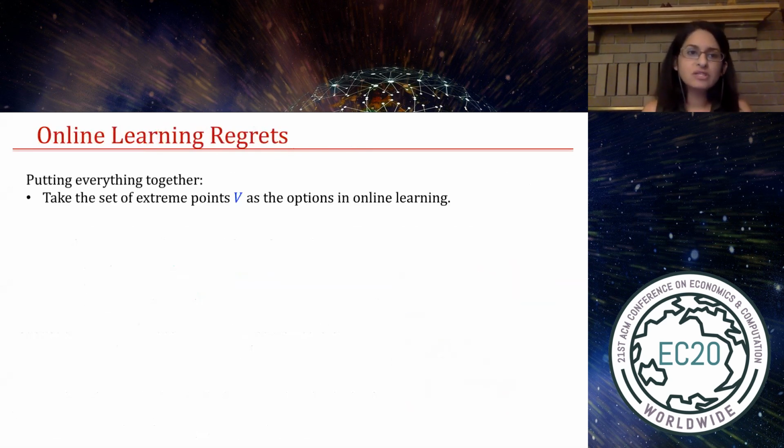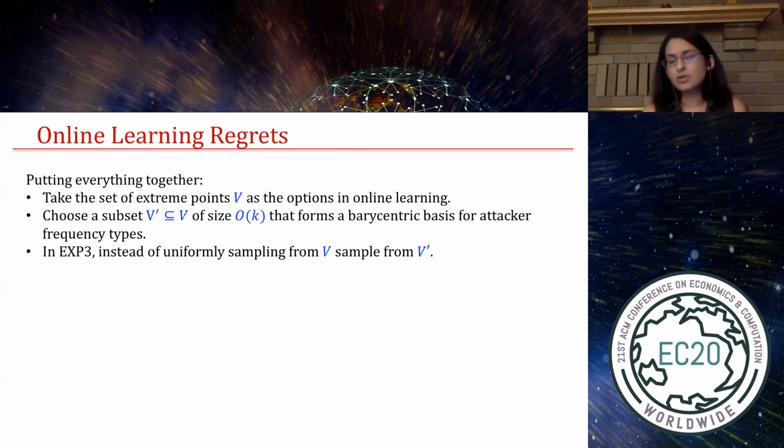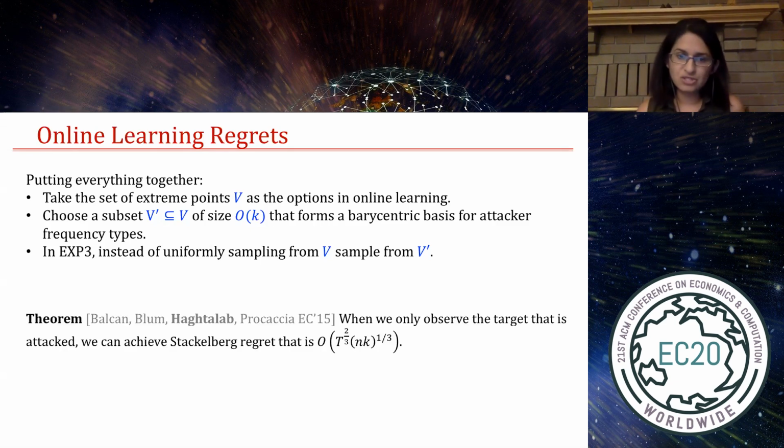So putting all of this together, you start with your extreme points. But instead of using EXP3 on them, you choose a subset of them that form these barycentric bases. And then in EXP3, instead of uniformly sampling all of the extreme points, you only uniformly sample or explore from the barycentric bases. If you put all of this together, the bound that you get is something like T to the 2/3 and NK to the 1/3.